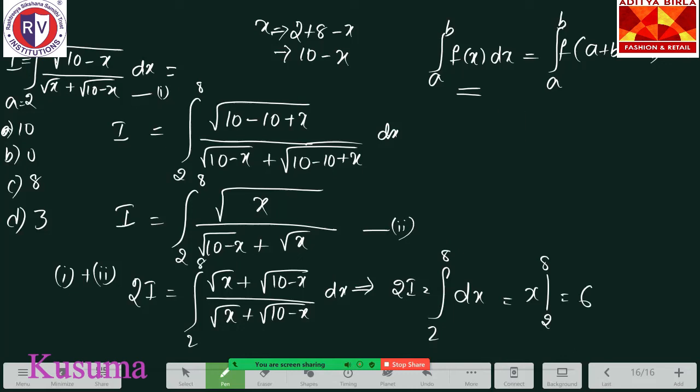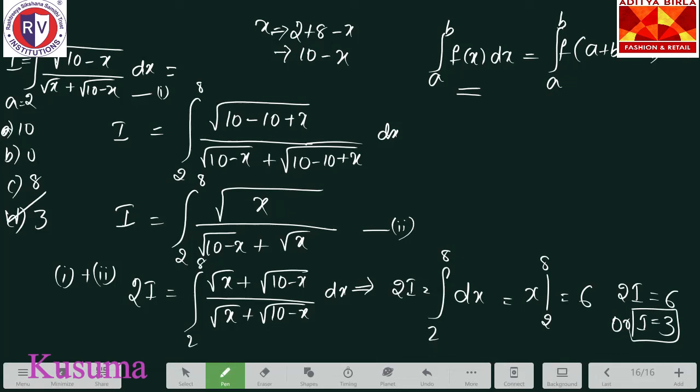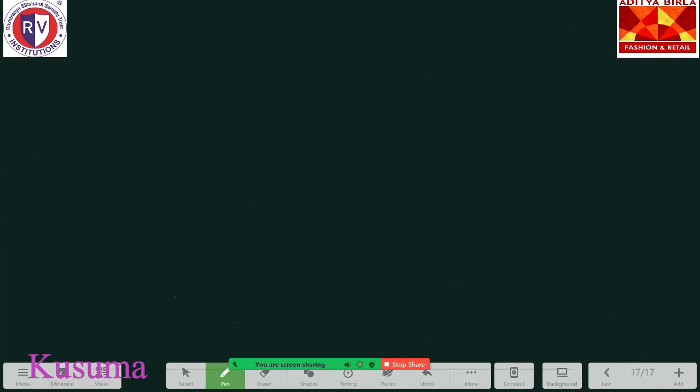We have got the value of 2I. We have 2I is equal to 6, or I will be equal to 3. So we have got I is equal to 3, which is our option D. Okay. Next question.